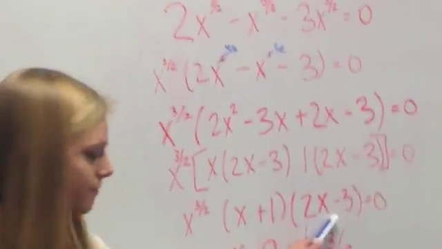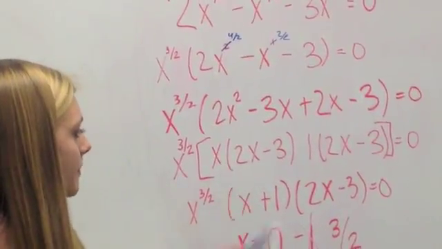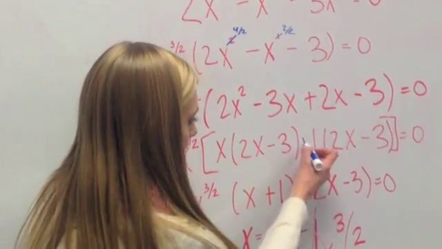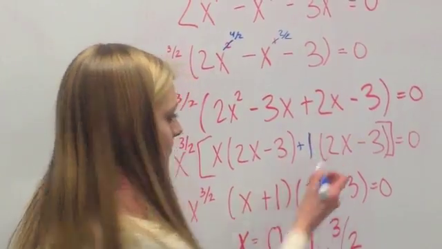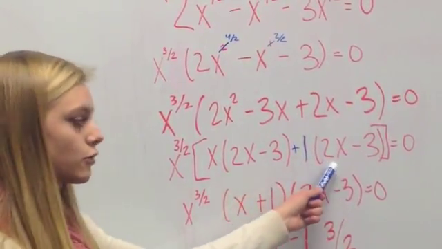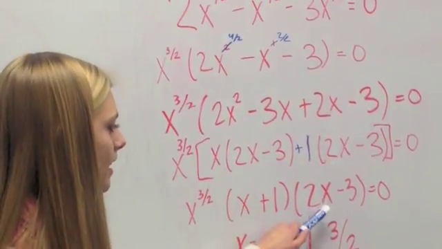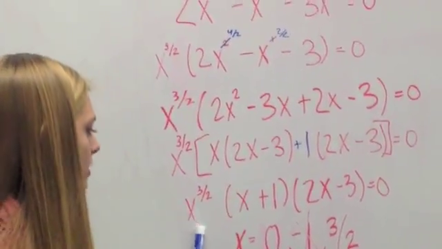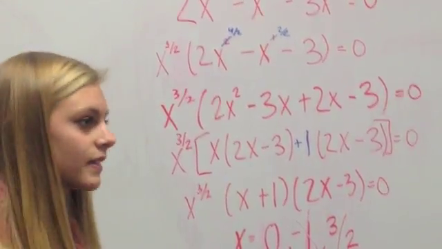Where does the x plus 1 come from? It comes from this x right here, plus the 1 right here. And then the 2x minus 3, you group those together to get that. Okay. And it's all equal to 0. So then you can solve for x.